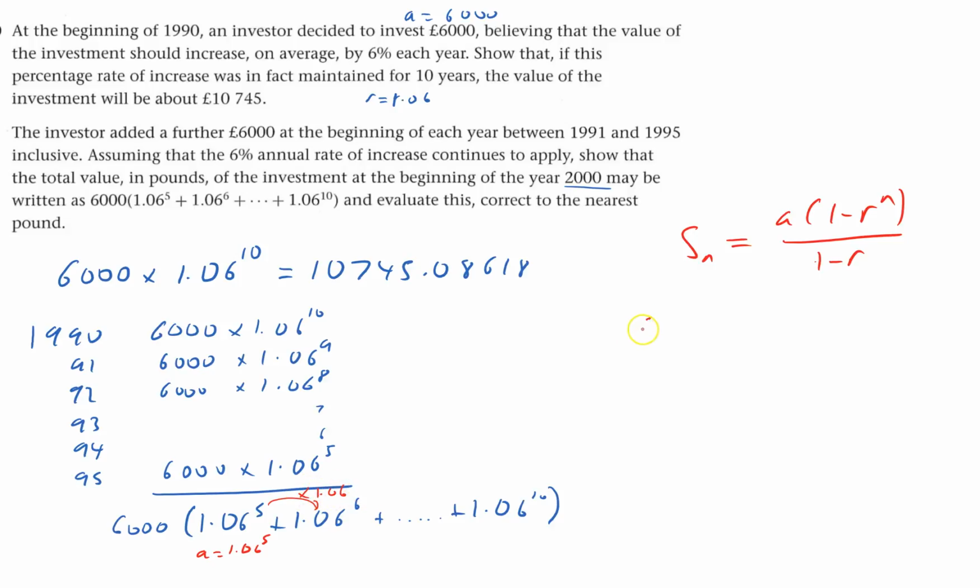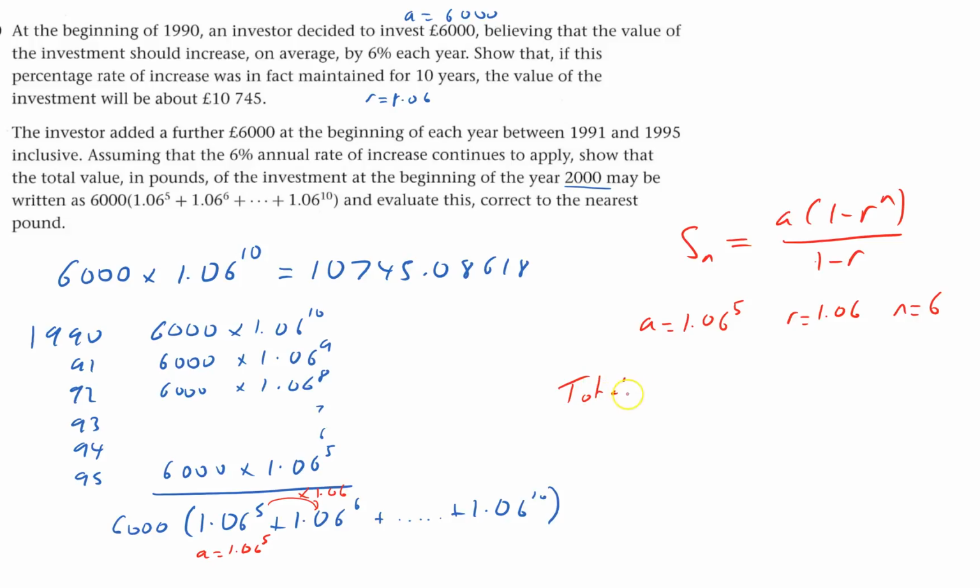So A equals 1.06 to the power of 5, that's the first term. We've got R equals 1.06, because that's the multiplier, and N equals however many terms there are here, and it's 1, 2, 3, 4, 5, 6. There's 6 terms. It's easy to actually add them up like that, and so we've got the total.